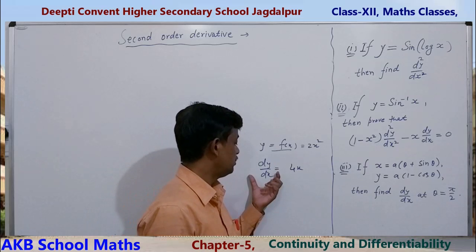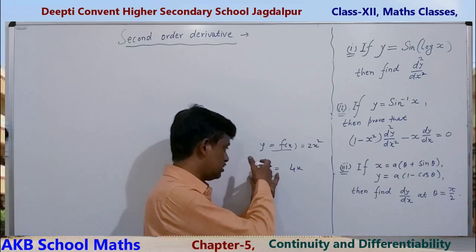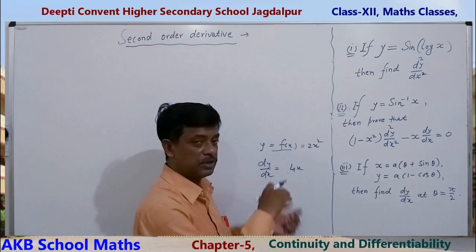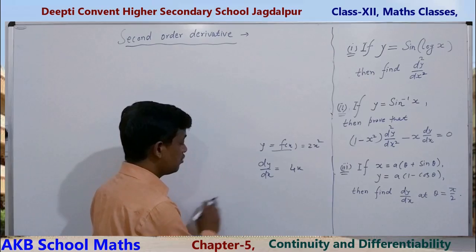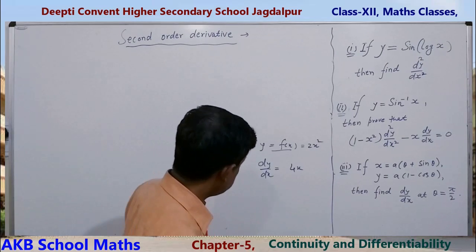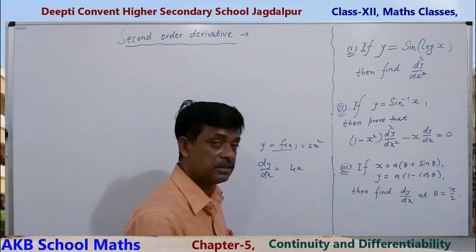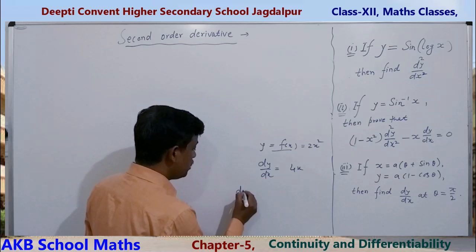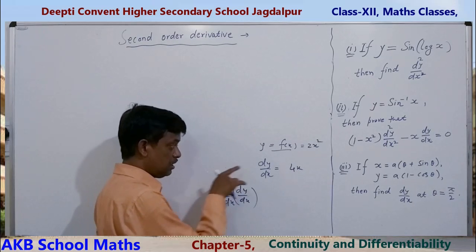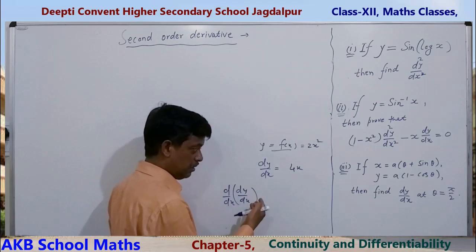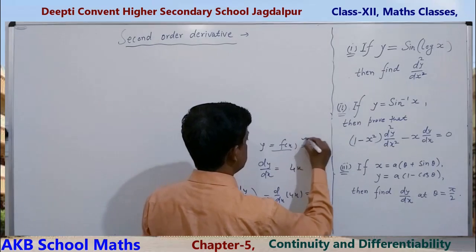Again this derivative is a function of x. So again we can try to find the derivative of this, because this is a function of x with respect to x. Maybe the derivative exists, maybe not. Suppose here we are considering functions whose second order derivative will exist. Means first time differentiate and then again differentiate, that is second order. That means dy upon dx is a function of x, so again differentiate it with respect to x. Then what? d by dx of 4x equals 4. So the second order derivative is 4.